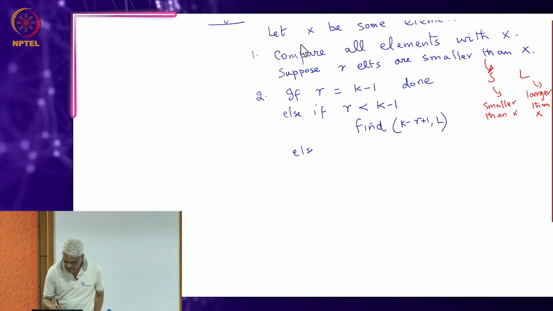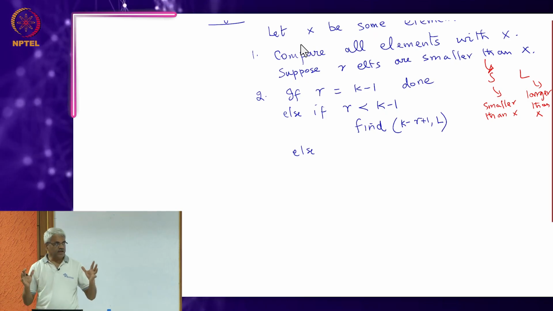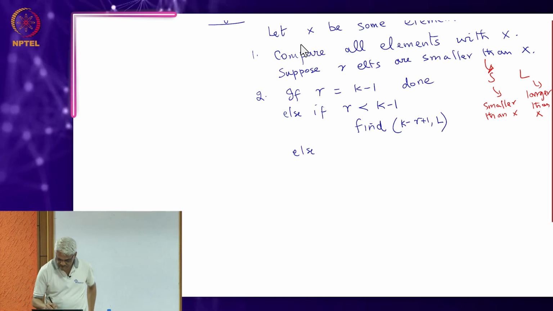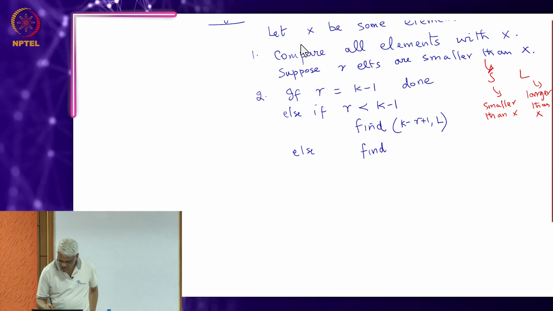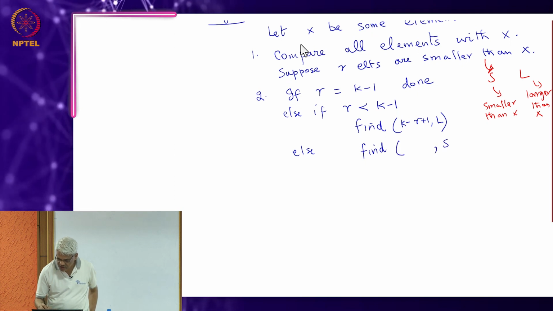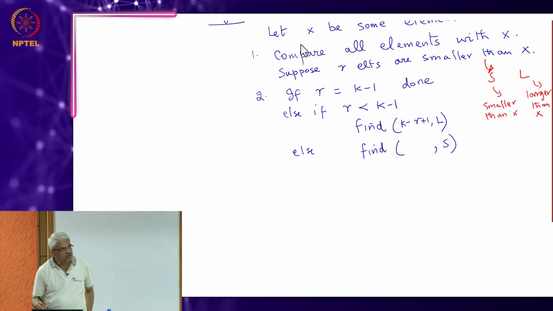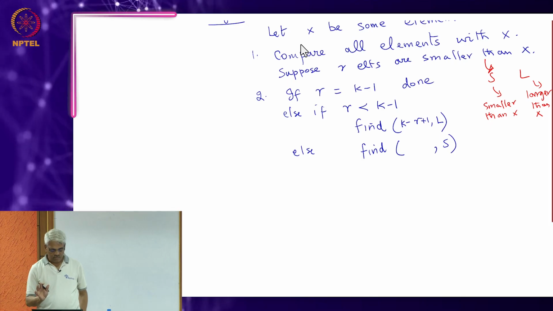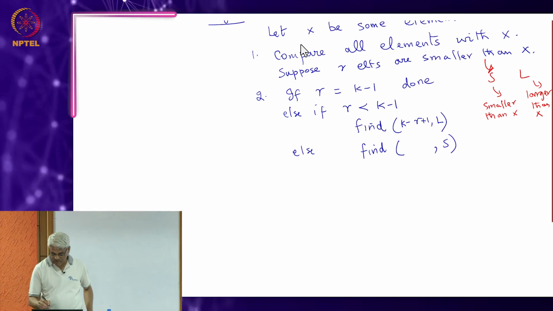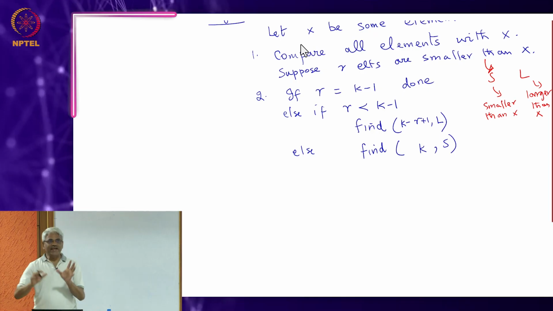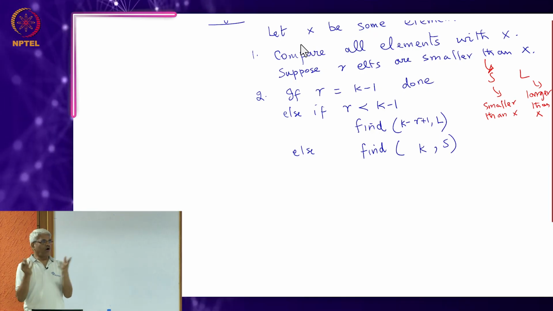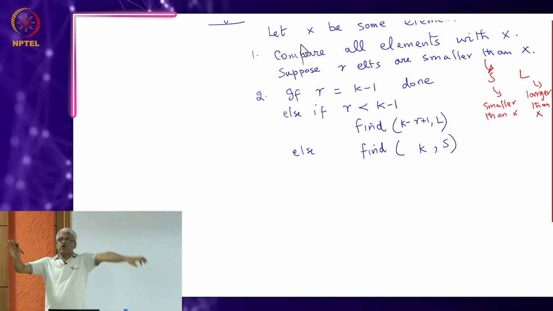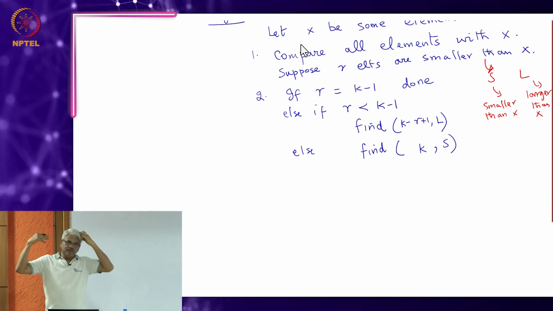Else, what does that mean? r is bigger than k minus 1. So now where do I recurse? Find in the small elements, what rank do I look for? No, k. I want to look for the kth smallest element. Remember, within S and within L, we didn't bother doing any ordering. We didn't make comparisons. All we did is compare everybody with x. These are smaller, these are larger.